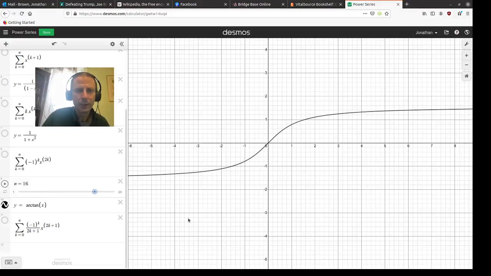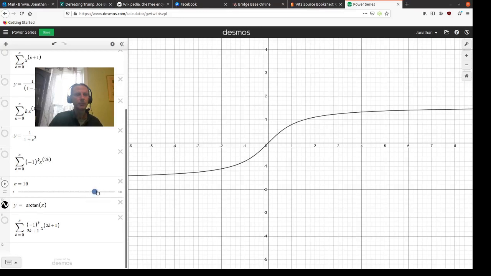Now, we can see what this looks like on Desmos. In black here, I've got the graph of y equals arctangent of x. And remember, it's just that nice looking curve with horizontal asymptotes, y equals minus pi over 2 on the left and y equals pi over 2 on the right.